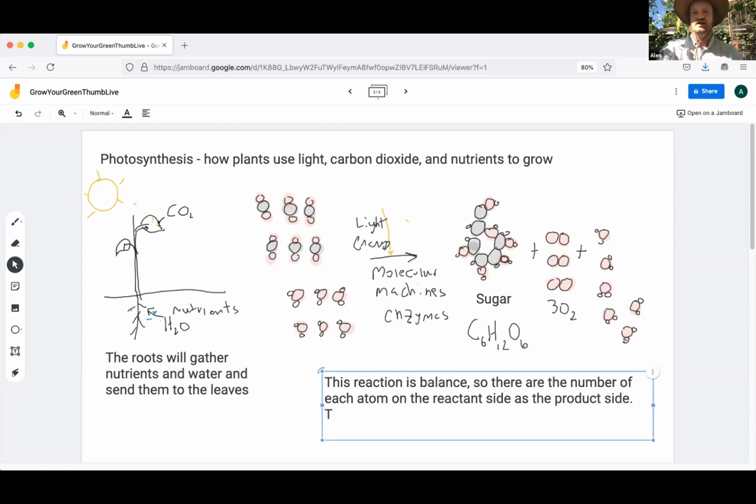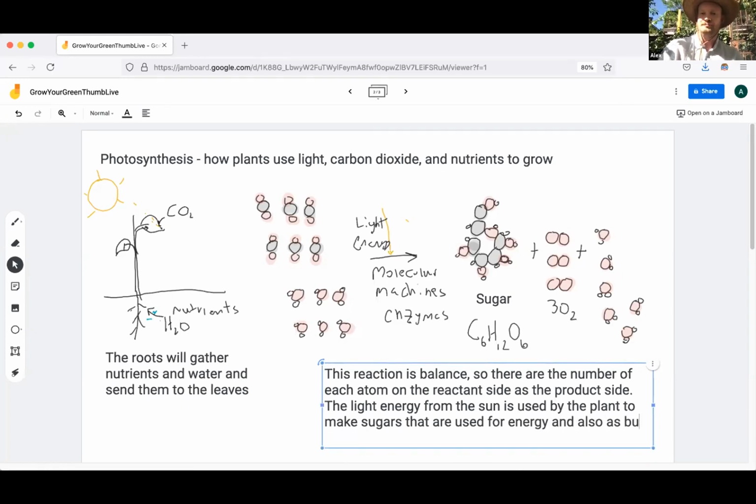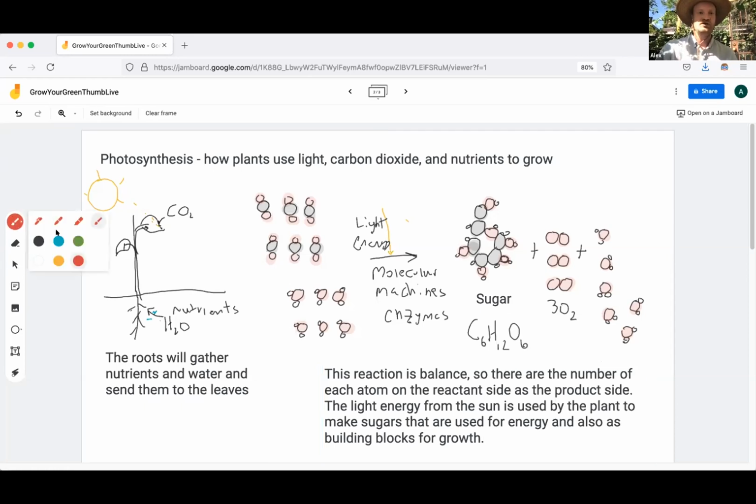And the point is that the light energy from the sun is used by the plant to make complicated molecules that are nutritious, to make sugars that are used for energy and also as building blocks for growth. Okay, so that's the basic reaction of photosynthesis.